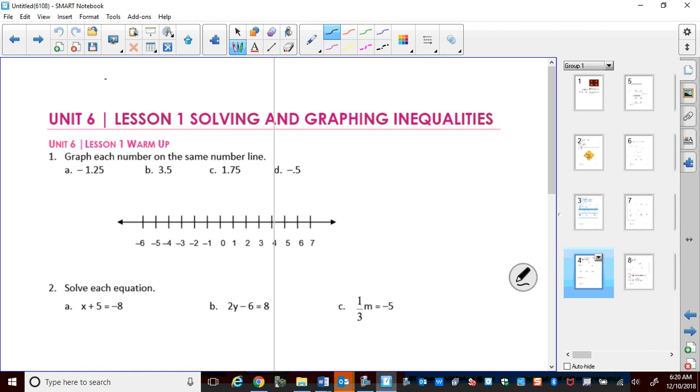So, for the warm-up, I'm just going to go through the answers because these are Unit 1 and Unit 2 concepts. So, negative 1.25 will be between negative 1 and negative 2. 3.5 will be between 3 and 4. And 1.75 will be between 1 and 2. And negative 0.5 would be between 0 and 1.